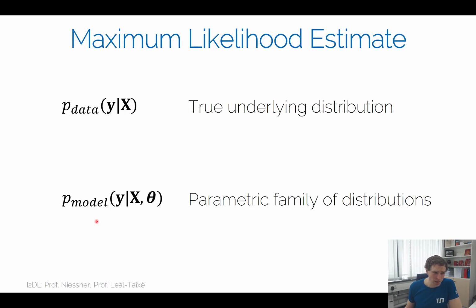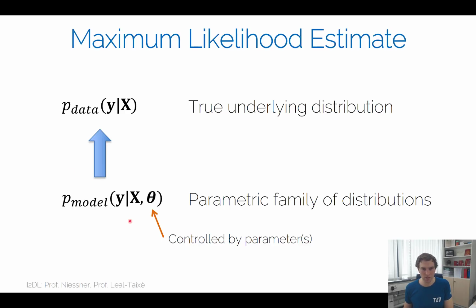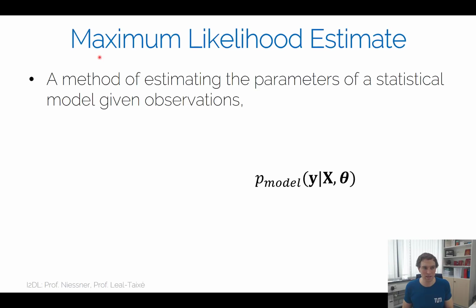Our model, on the other hand, also makes predictions, but the predictions are dependent on X and on theta. Based on our model parameters theta, we can control our distributions. So this is our parametric family of distributions, and it's parametrized by theta. Now, the idea of the maximum likelihood is to connect these two things, right? We want to make sure that our model correlates to what our data is doing. More specifically, the maximum likelihood estimate is a method of estimating the parameters of a statistical model given the observations. In other words, we want to find our model given the observations from the real world, from our P data, right?